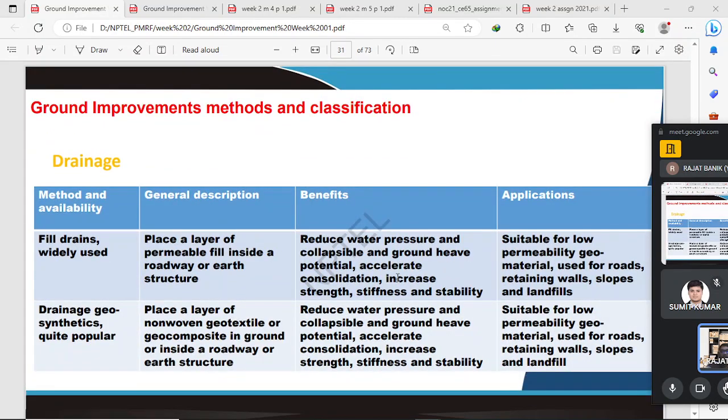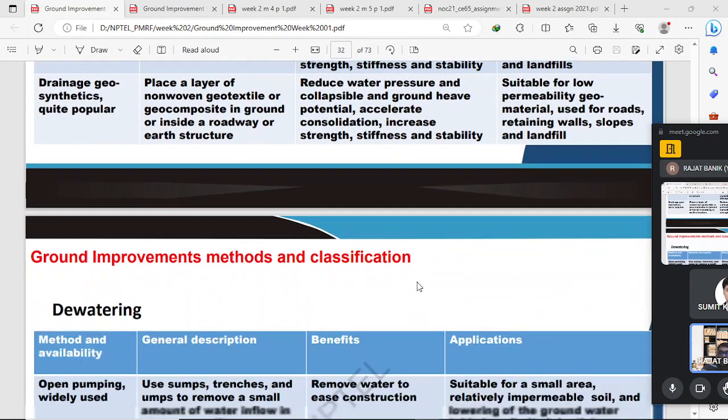Moving forward, we have learned about the different drainage techniques. Drainage is also one of the ground improvement techniques. It can be used in two types: one is field drains, another is drainage geosynthetics. Both expel the water from the ground and lower the groundwater table, which increases the effective stress and correspondingly increases the bearing capacity and shear strength. These two methods are commonly applied in roads, retaining walls, and slopes.